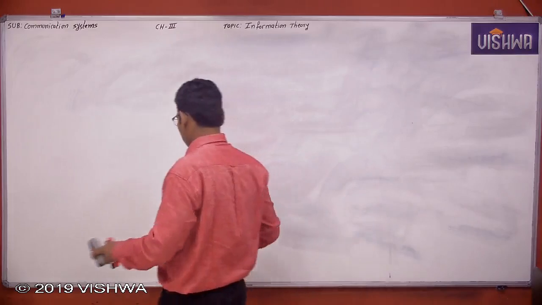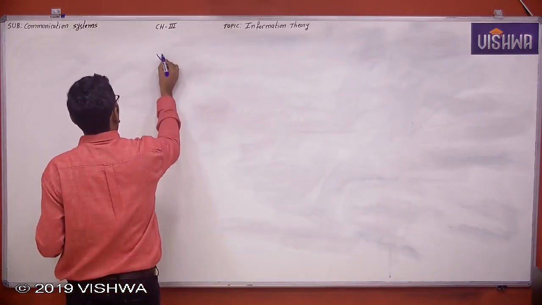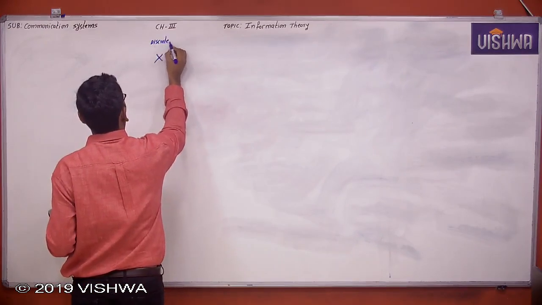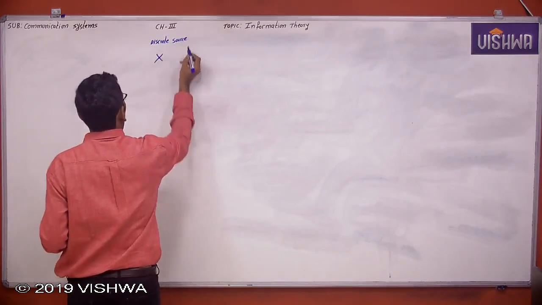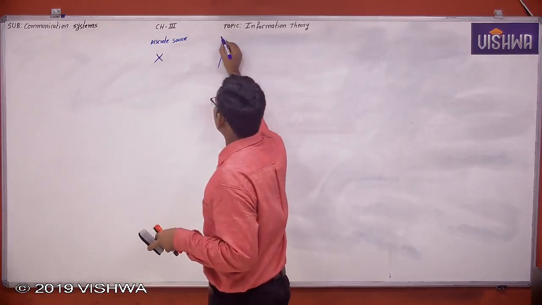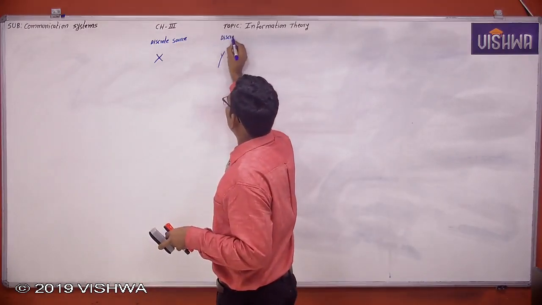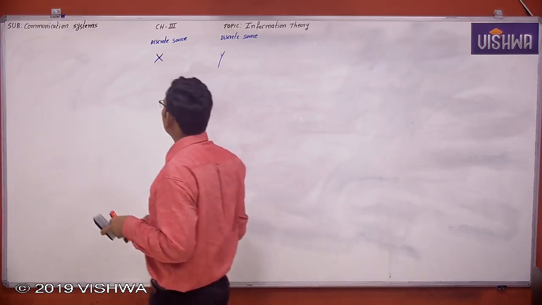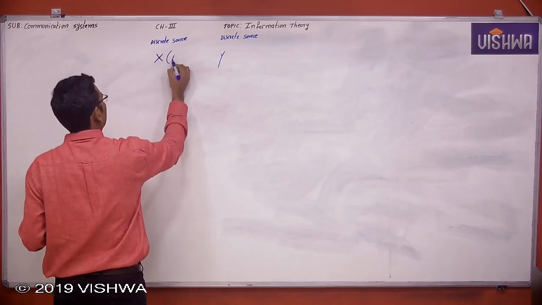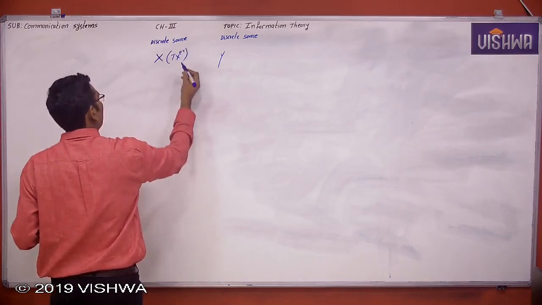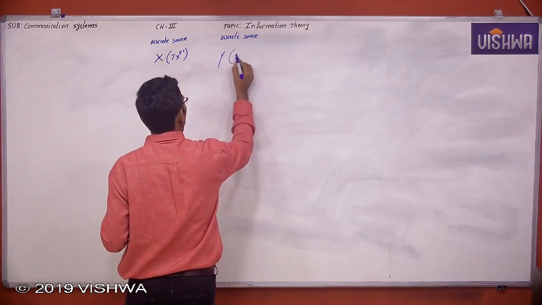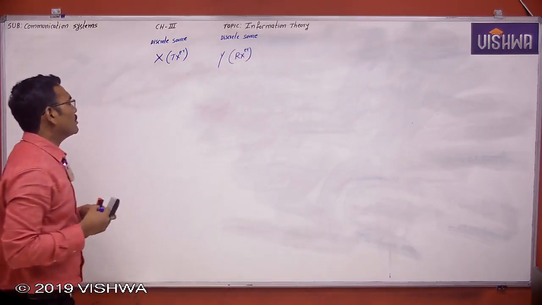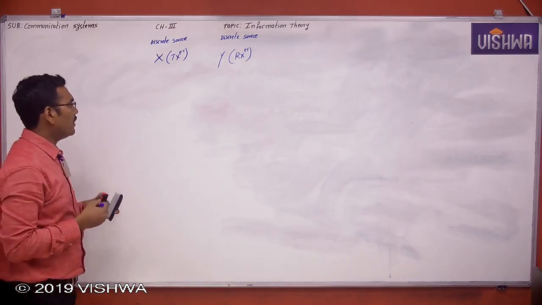Now see here, this X is one discrete source. This Y is another discrete source. Let us say X is a transmitter and Y is a receiver. So there are two discrete sources, X and Y, where X is the transmitter and Y is the receiver.